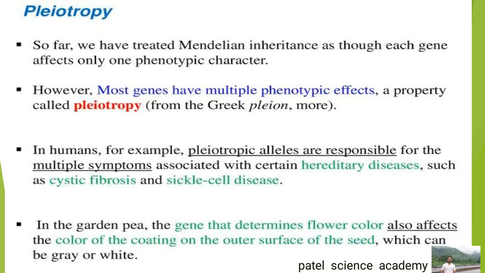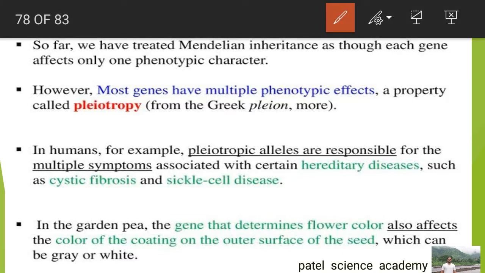So dear students, as you know, pleiotropy: so far we have treated Mendelian inheritance as though each gene affects only one phenotypic characteristic. However, most genes have multiple phenotypic effects, a property that is called pleiotropy, as I told you earlier. It comes from the Greek word pleion, which means more. So dear students, in human beings there is an example of this pleiotropic gene.